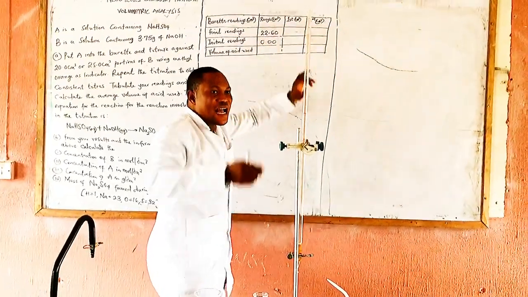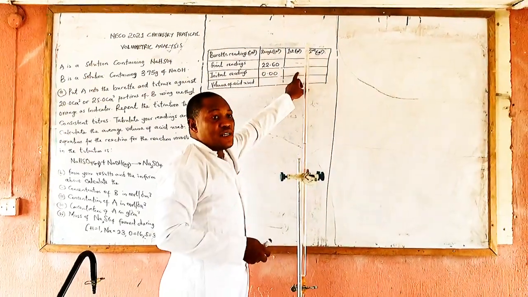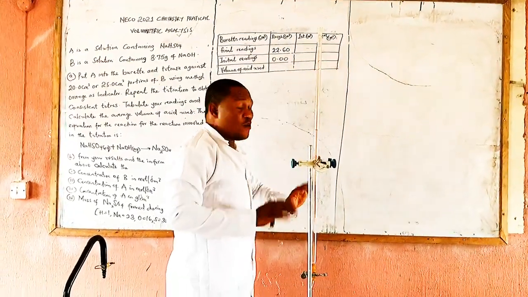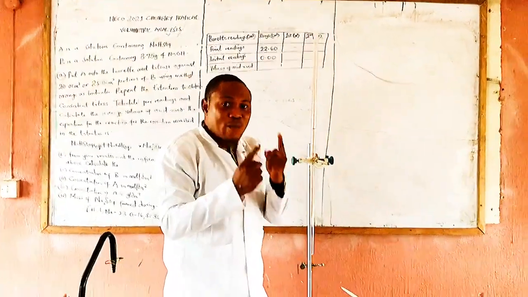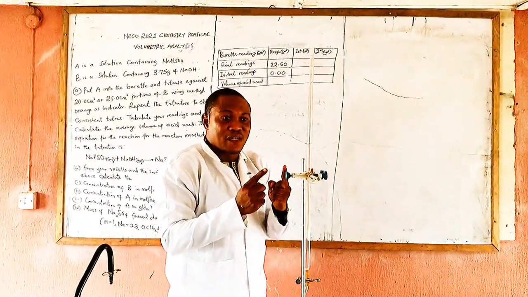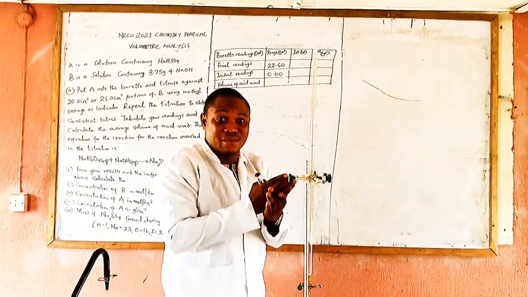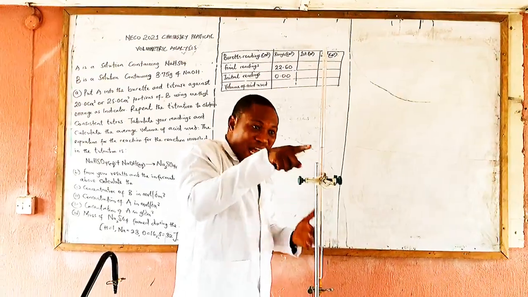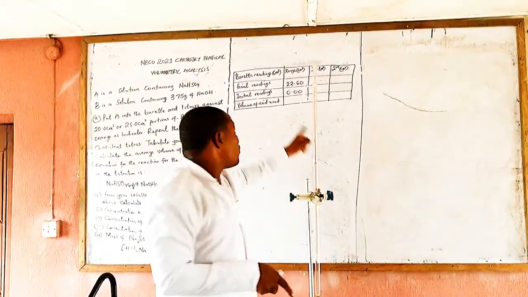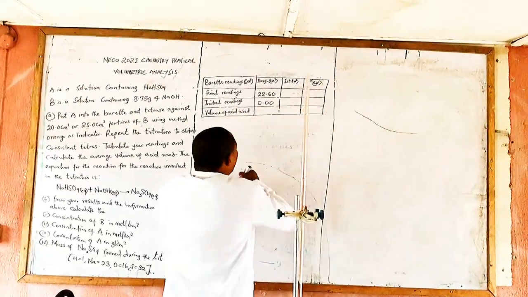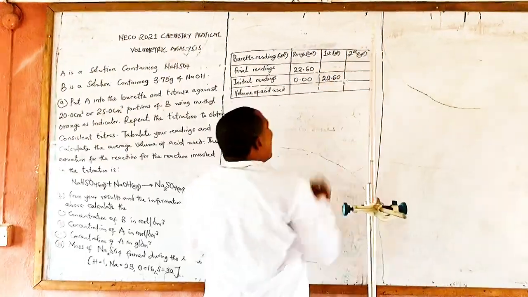For my first one now, I can decide to refill my burette so that my initial again becomes 0.00. I hope you are following. But because I'm working with time, I might decide not to refill. I still have other questions to attend to. So I can take my initial from this particular burette reading, which will be 22.60.